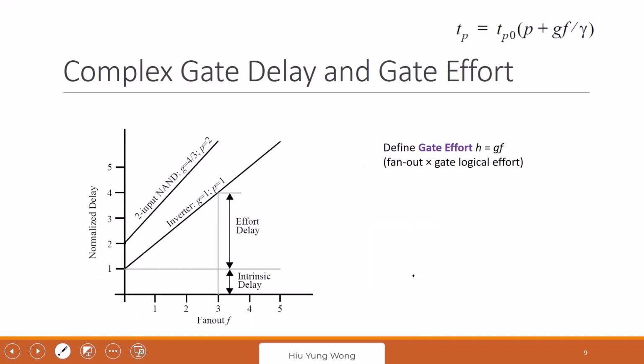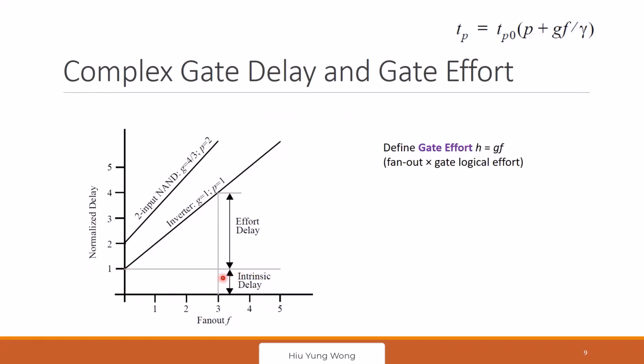Okay, now if you look at this equation again, you will appreciate it a little bit more. You see that I can plot the delay of any logic gate, and it depends on the fan out. If I have an inverter, G equals 1, P equals 1, right? So it has a 45-degree line. We always have some delay due to the intrinsic delay. We talked about that already.